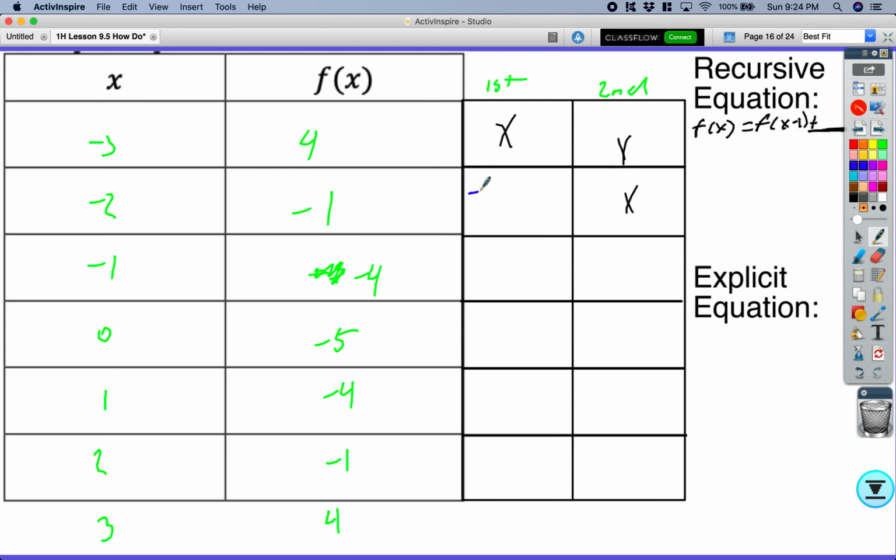So right here, this would be -1 minus 4. That would give me -5. Here, -4 minus -1 is -3. -5 minus -4 is -1. -4 minus -5 is +1. Then 1 minus 4, I messed up. -1 minus 4 is... no, -1 minus 4 is +3, and then 4 minus -1 is 5.